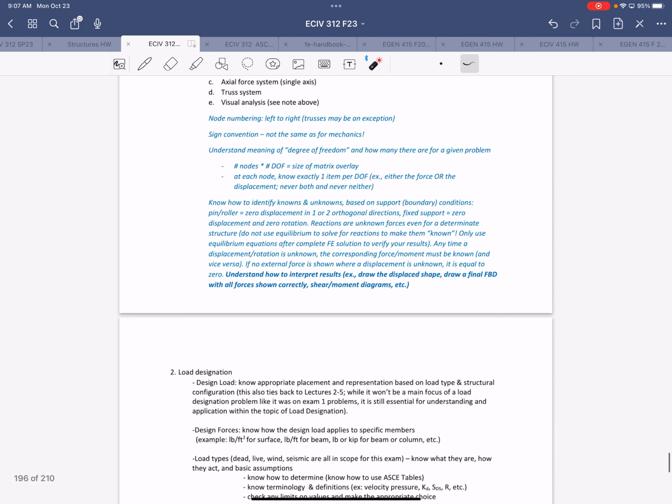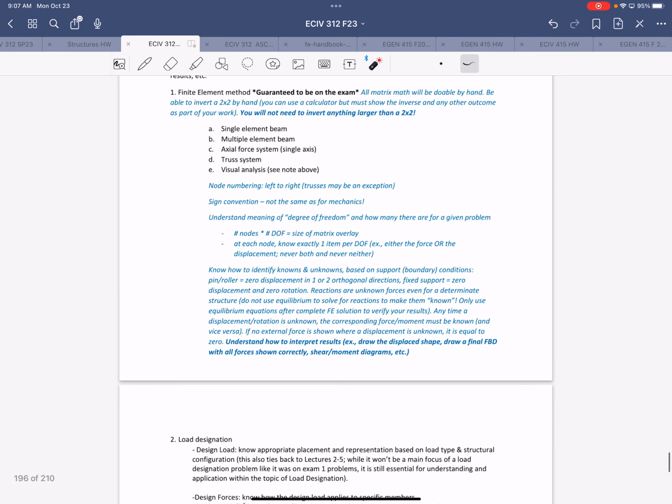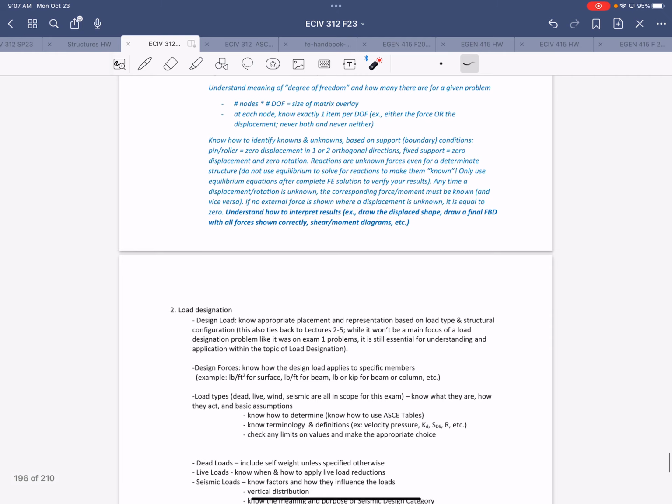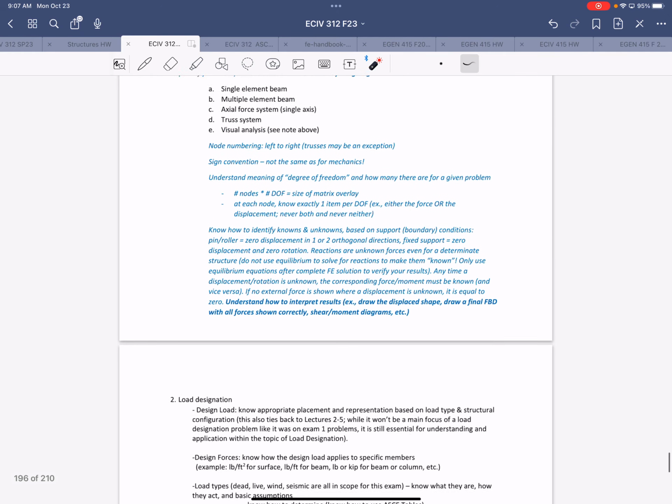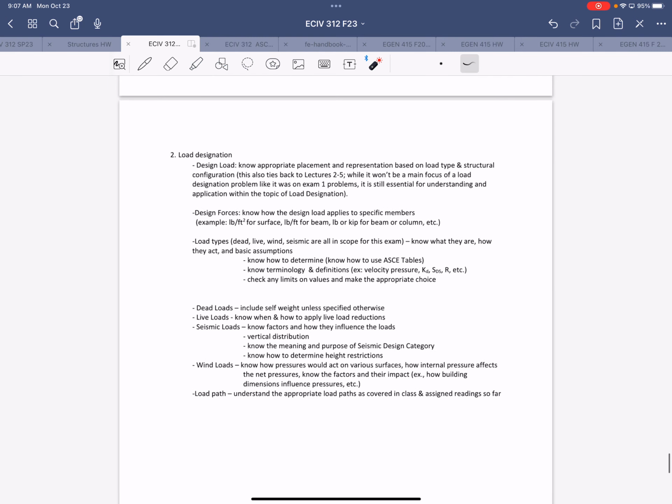All right, so this goes through more stuff related to visual analysis, or I guess that's just the note up above, related to finite element analysis. And then the load designation, as I mentioned, just through wind loads is in the scope of this exam. So this goes over some of the things that you need to keep in mind as you prepare for the exam and study.